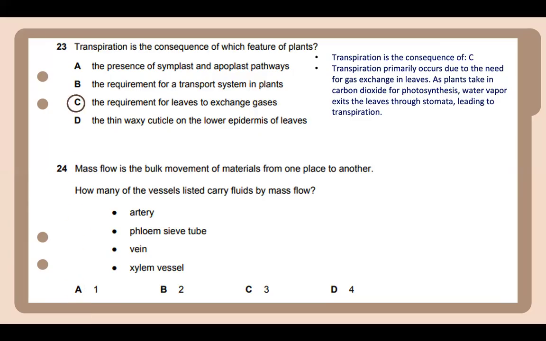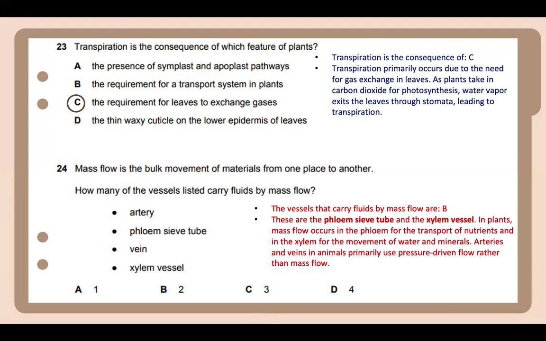Mass flow is the bulk movement of material from one place to another. How many of the vessels listed carry fluid by mass flow? The answer will be phloem sieve tubes and xylem vessels. In plants, mass flow occurs in the phloem for the transport of nutrients and in the xylem for the movement of water and minerals. Arteries and veins in animals primarily use pressure-driven flow rather than mass flow.